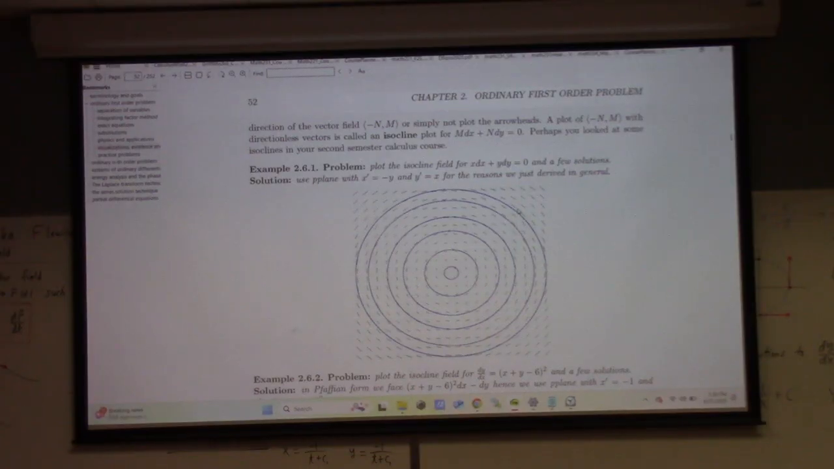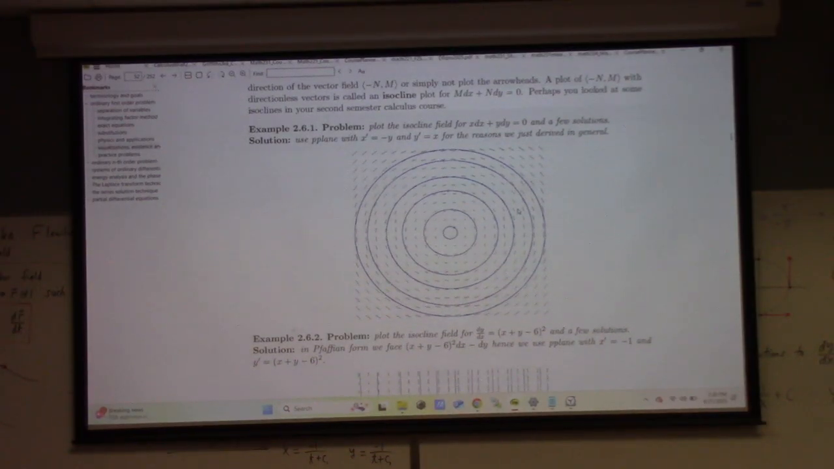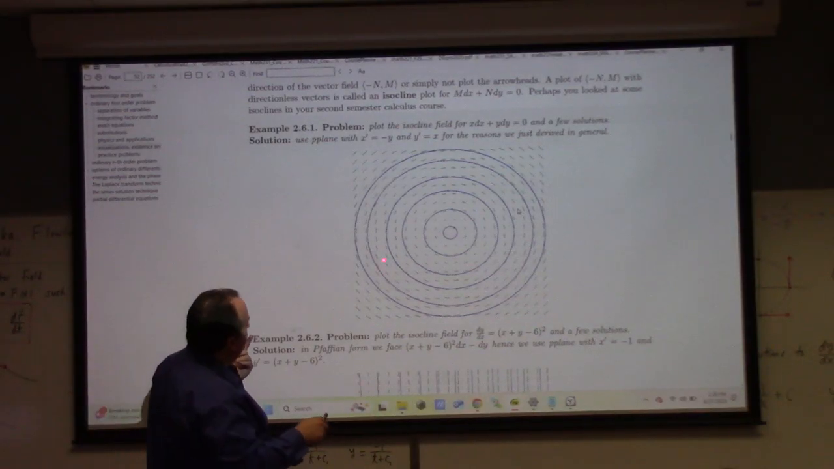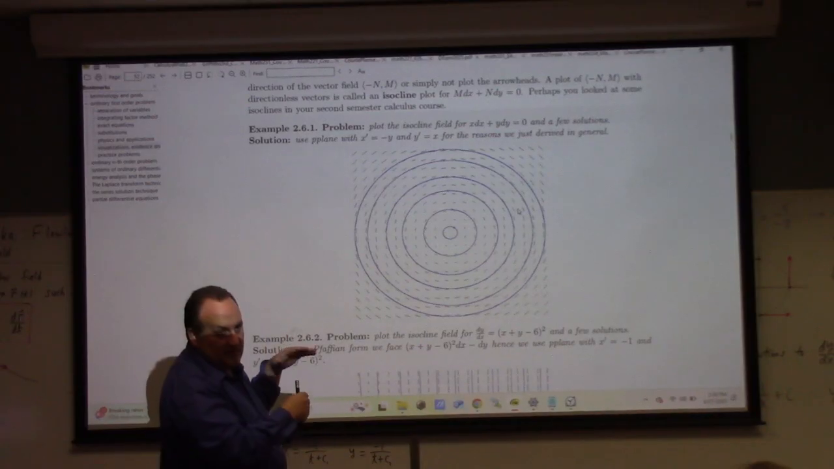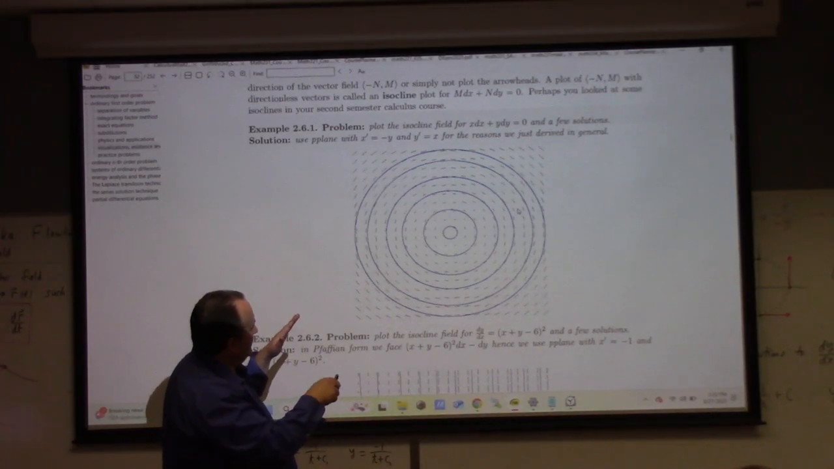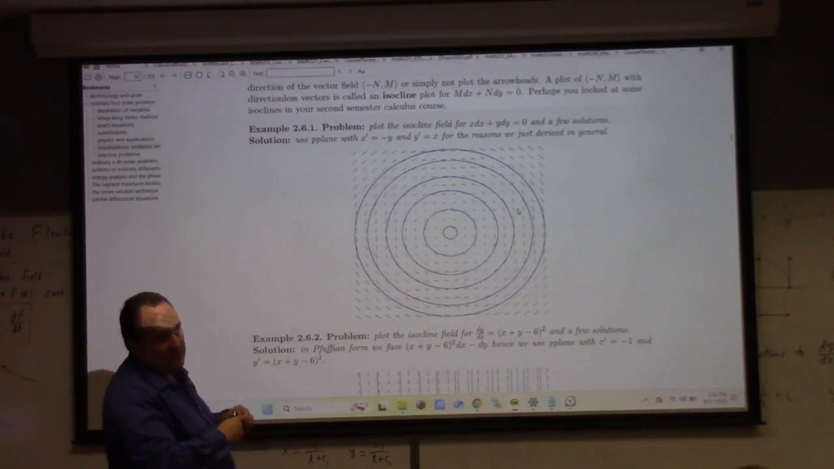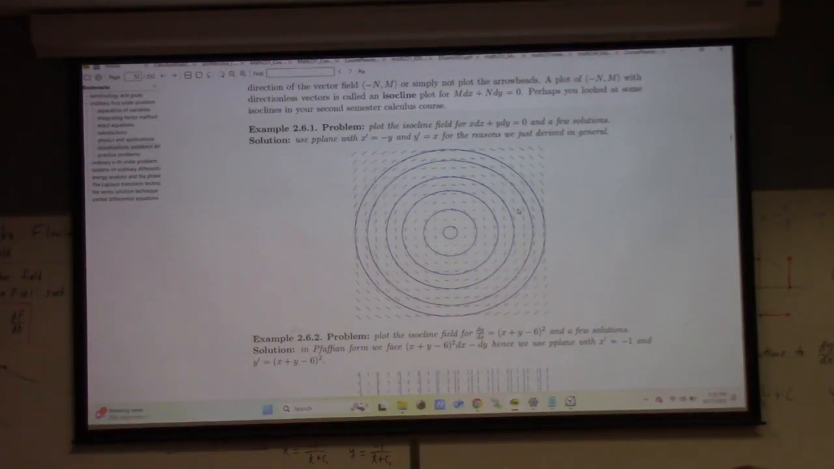But this picture you're looking at is called an isocline field. The way this works is the slope of these little dashes is given by dy dx. So if dy dx is 1, you've got a slope of 1. If dy dx is negative, you've got a negative slope, and so forth. And you can create this picture.